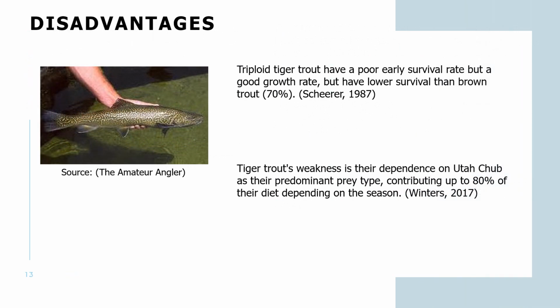For the disadvantages, the triploid tiger trout has a very poor early survival rate, but at the end they have a good growth rate. They also have a lower survival than brown trout, which is 70%. This tiger trout's weakness is its dependence on Utah carp as its predominant prey type, contributing up to 80% of its diet depending on the season.